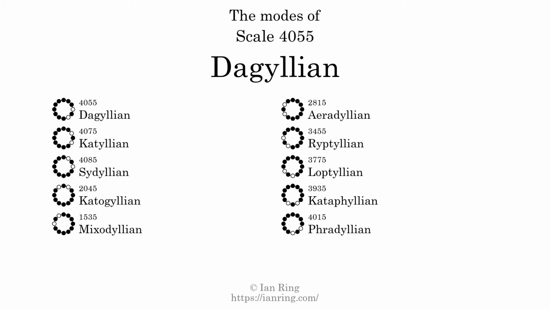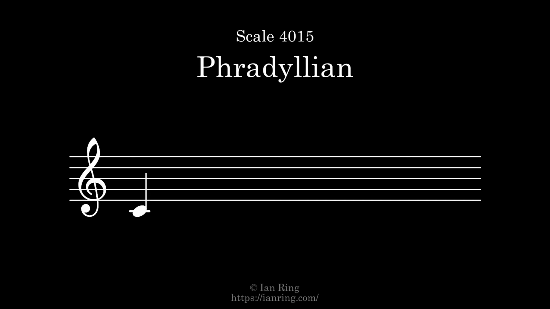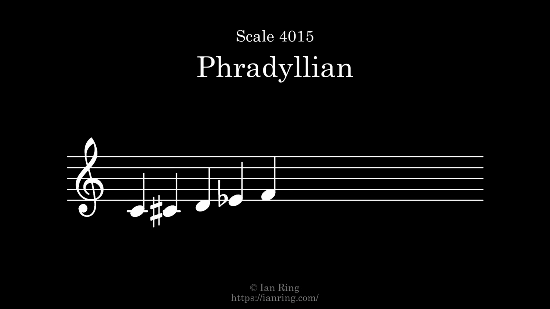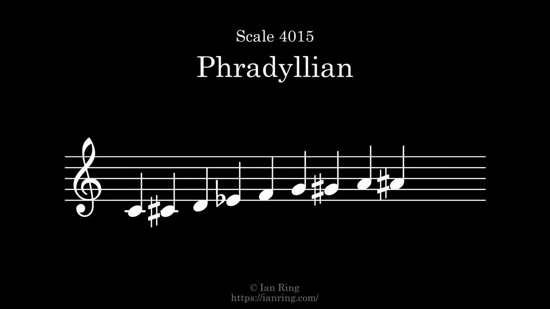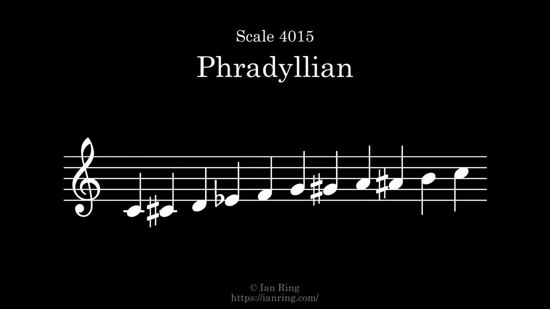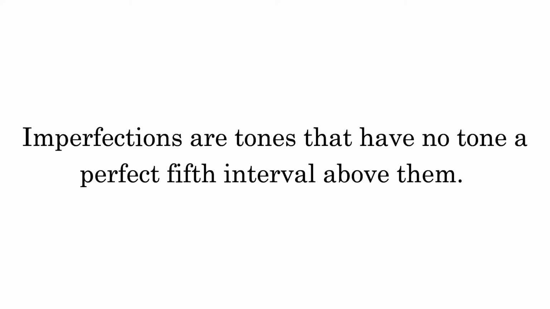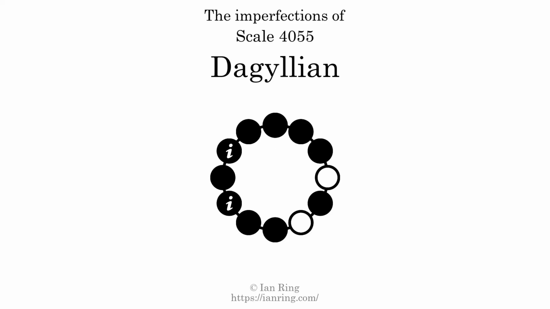The 10th and last mode is scale 4015, also known as Dagyllian. It sounds like this. Imperfections are tones that have no tone a perfect fifth interval above them. This scale has two imperfections. They are at positions here and here.